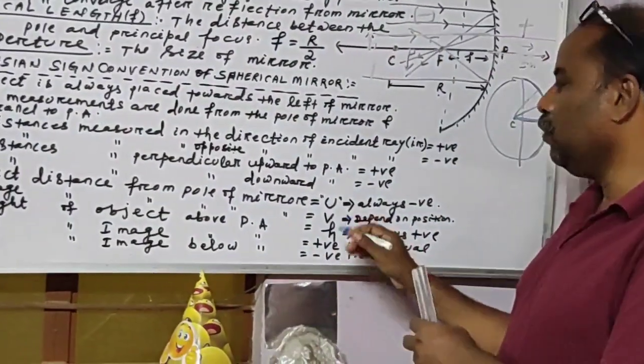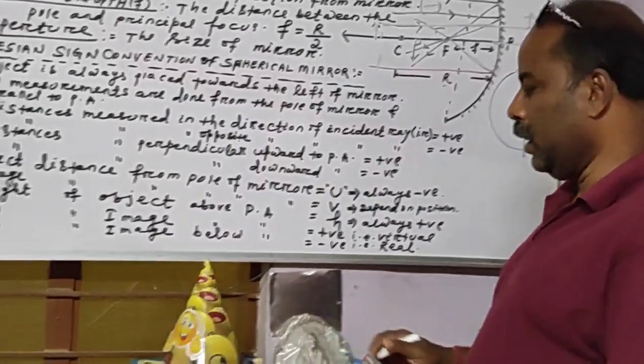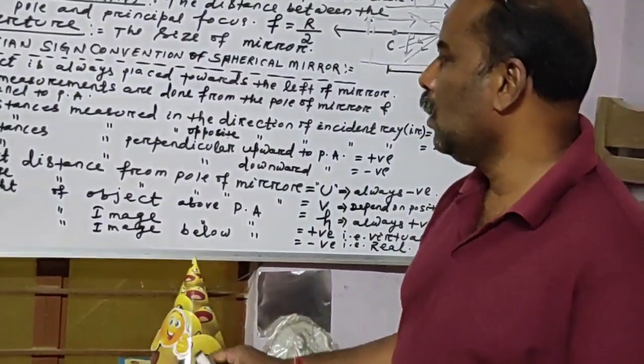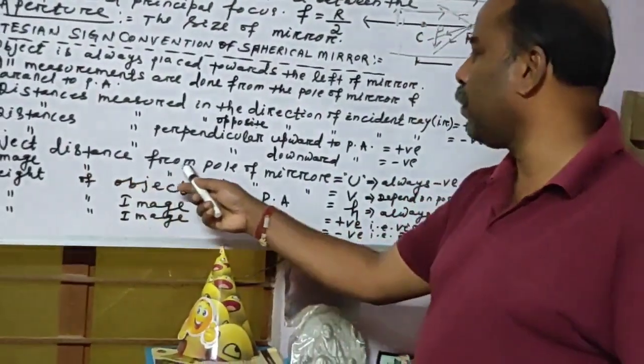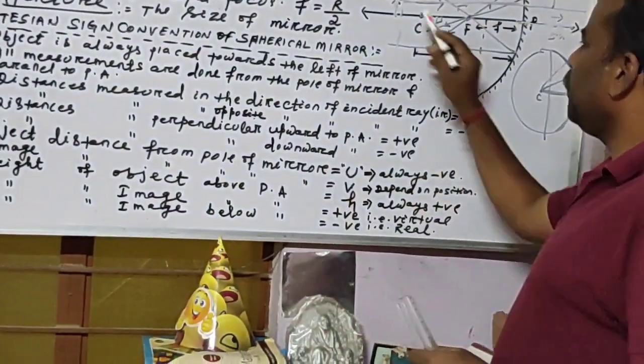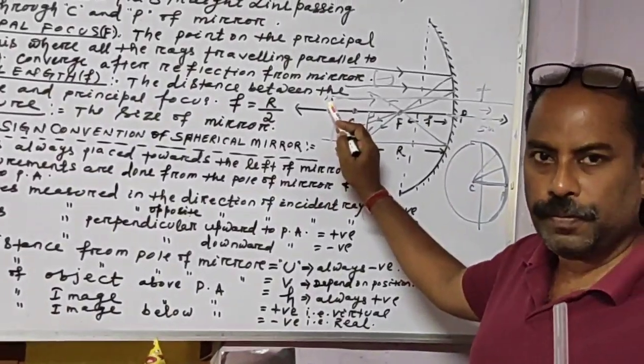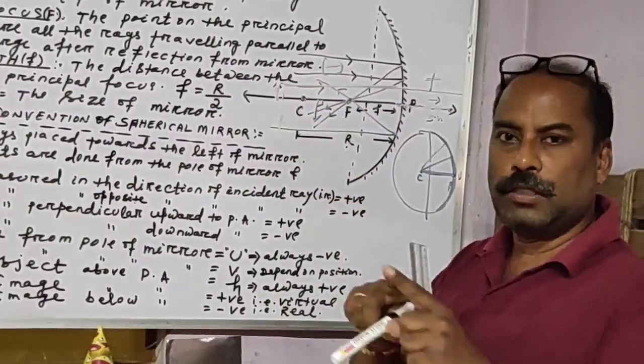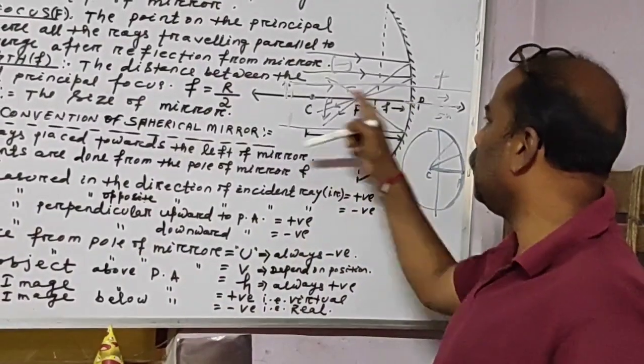Some symbols are used here. The object distance is measured from the pole of the mirror. If the object is placed here, we have to measure from the mirror to the object, that is called the object distance, P to this point.